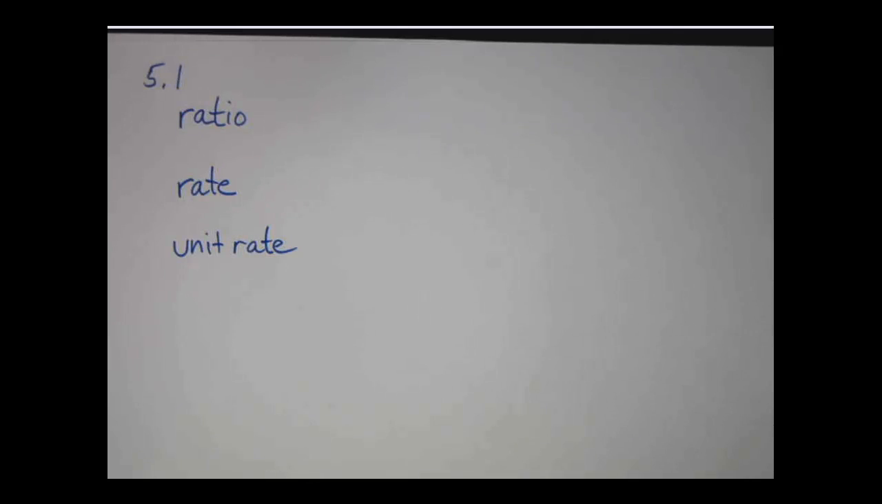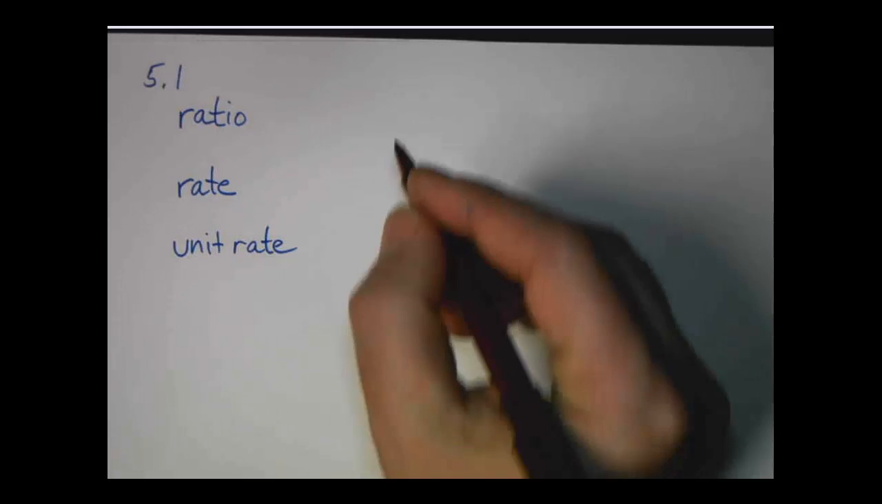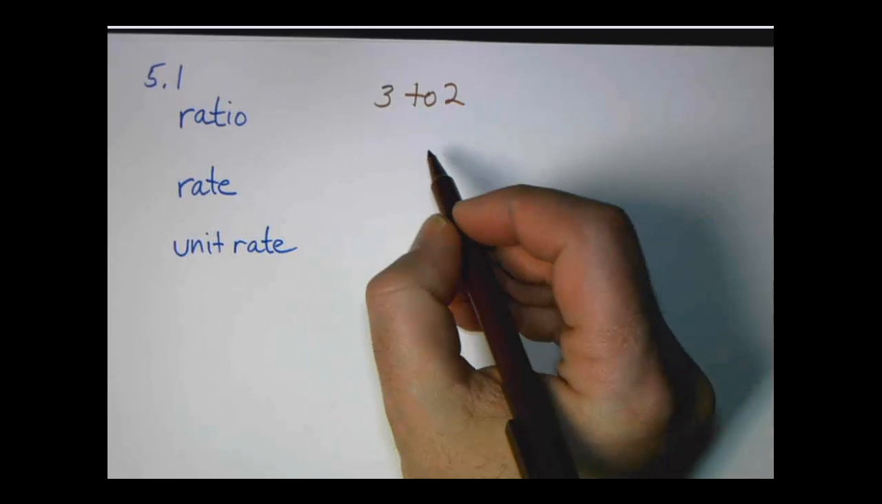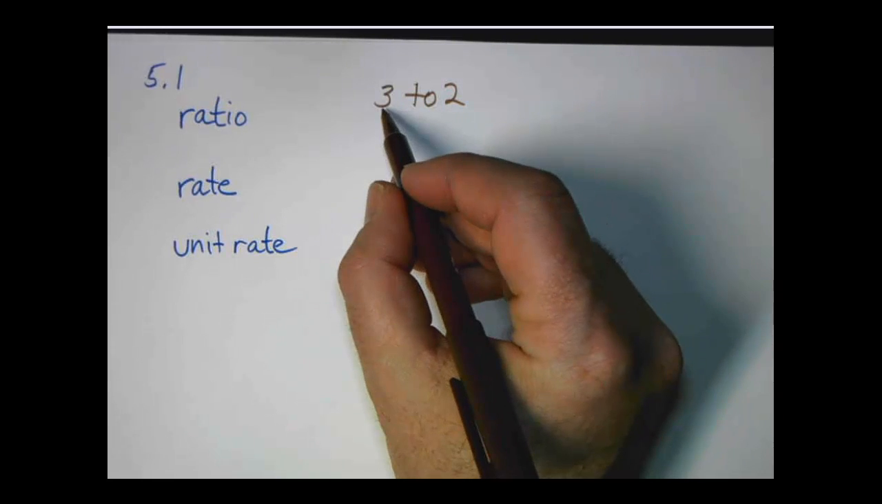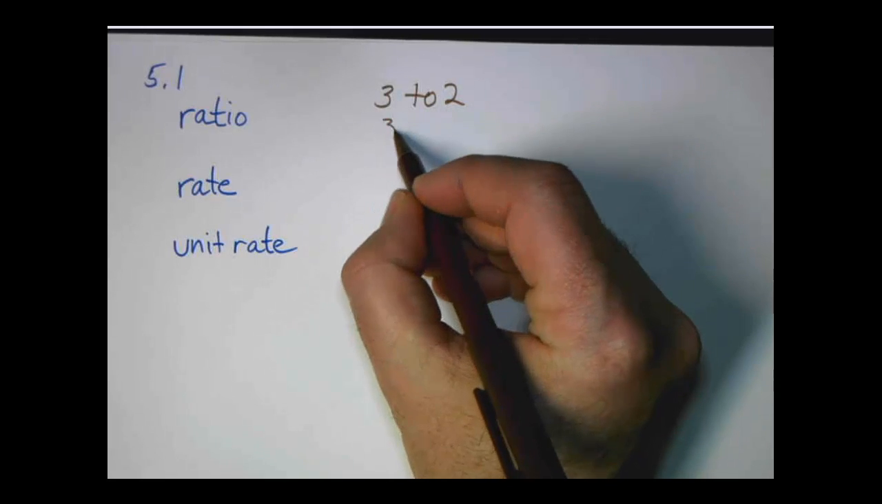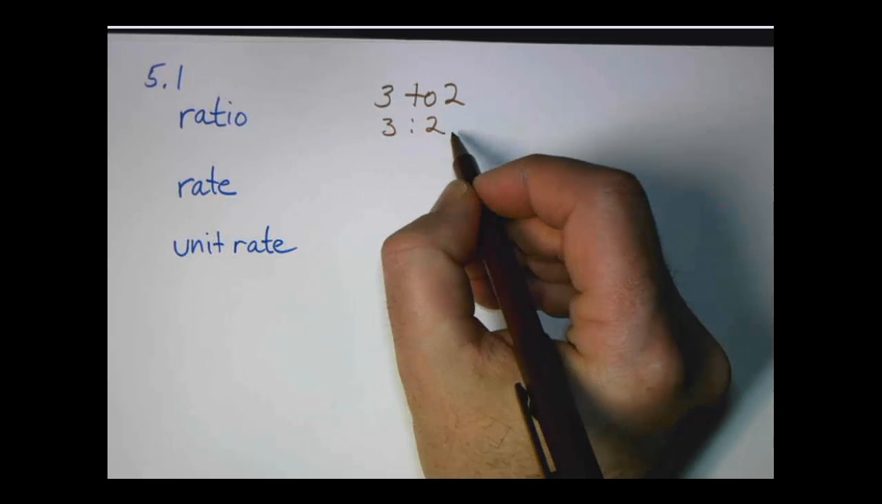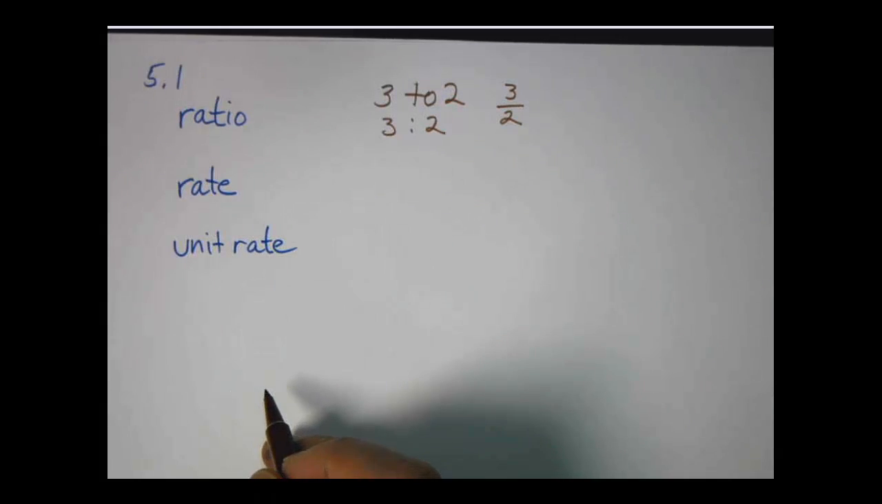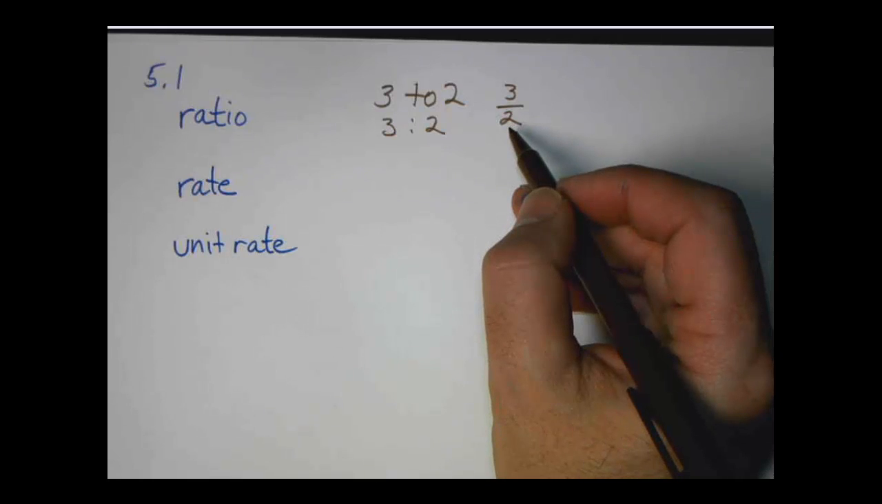So let's start talking about exactly what a ratio is. If I write 3 to 2, I can write it like that. So I'm comparing 3 items to 2 items. We don't know what they are. We could write it like this, 3 to 2. We can also write it in fraction form, but we don't reduce it like a fraction.